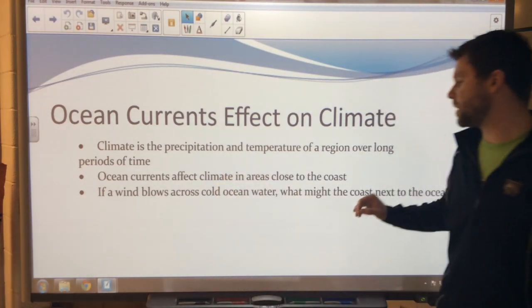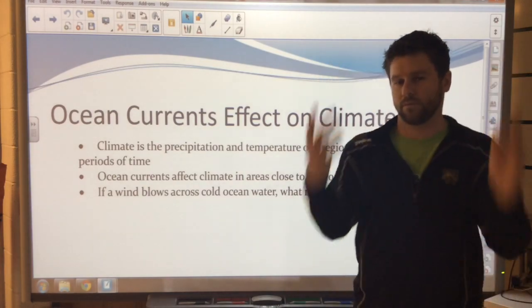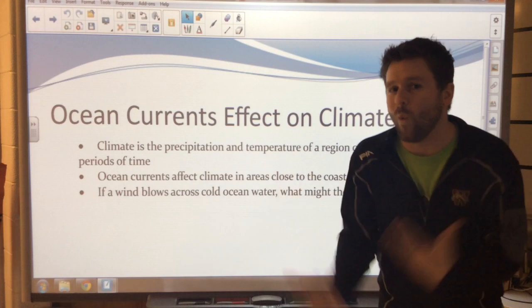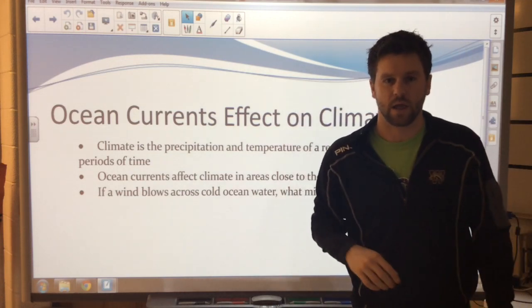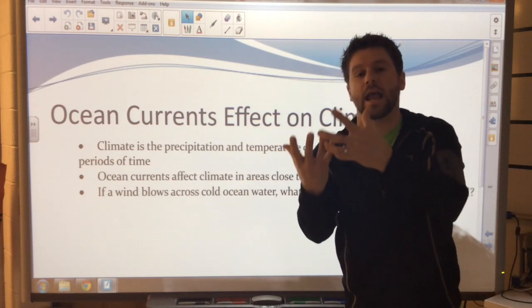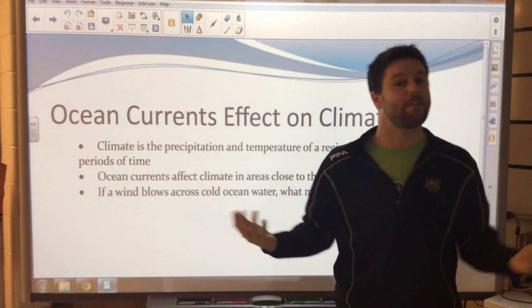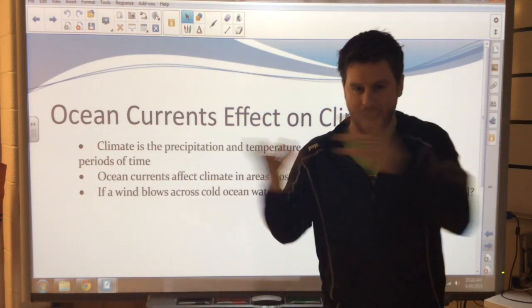Ocean currents affect climate in areas close to the coast, right? So there's a reason that people want to move out to California. It's beautiful weather out there. Why? Because it gets a lot of warm air coming off the Pacific Ocean, right? Because there's a current that brings that air to the California coast, and then the California coast reaps that benefit because with that warm current comes warm air, right?